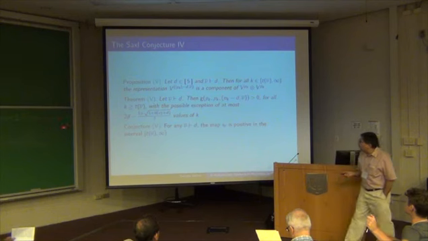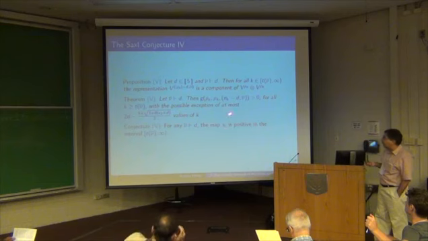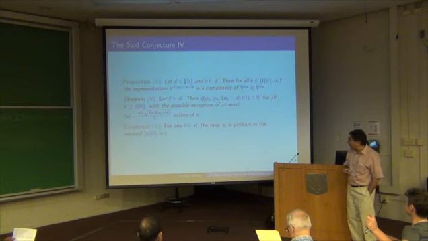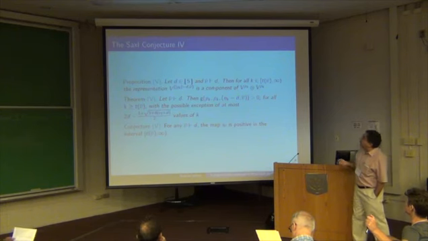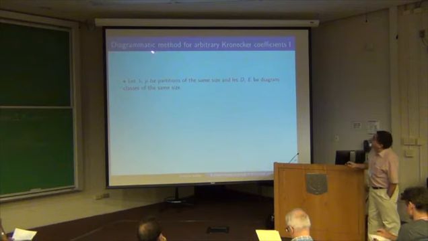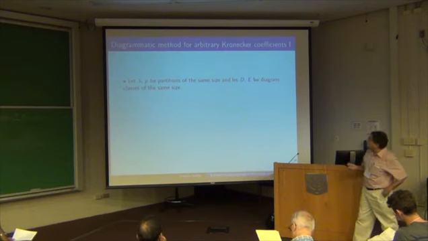And of course, there is a conjecture which is equivalent to the Saxl conjecture, and the conjecture is that the map S mu bar is positive in the whole interval, for it has some meaning to compute the Kronecker coefficient. And now to conclude, I will talk about the second application. For this, I will extend a diagrammatic method to arbitrary Kronecker coefficients.